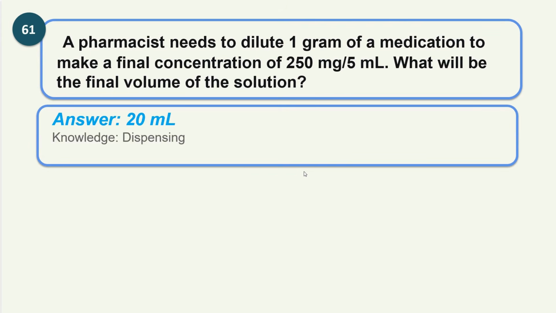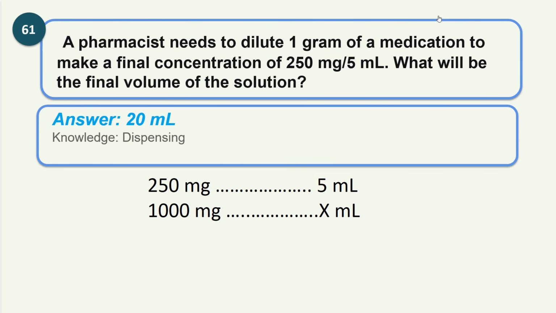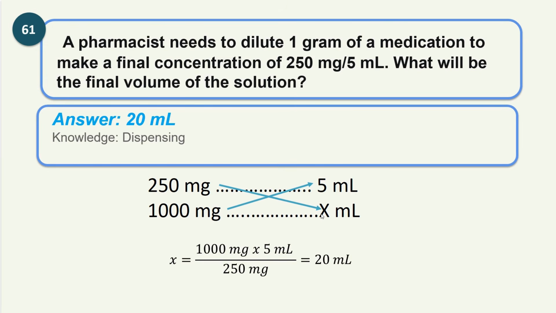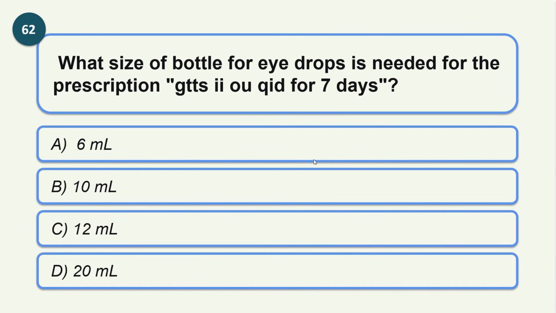So let's see how we solve this question. Basically, here the current concentration is 250 milligram in 5 mL. So now 1 gram in x mL. So simple cross multiplication. To cross multiply, point one arrow to the x mL and the other arrow to 5 mL. These arrows have to be pointing in the same direction. And then if you cross multiply, you get 20 mL. That's your correct answer.